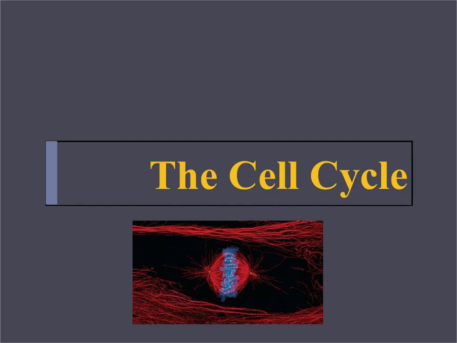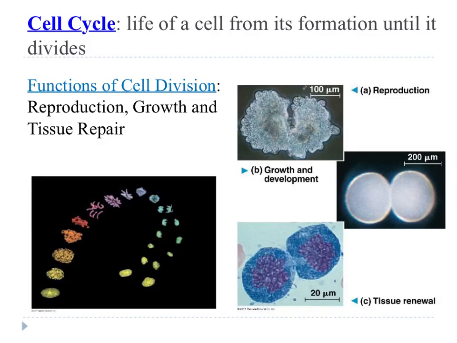So this lecture is about the cell cycle, so think of it kind of like the life cycle of a cell. The cell cycle is defined as the life of a cell from its formation until it divides. So again, kind of like its entire life from birth until, not necessarily death, but until it divides, until one cell splits into two.